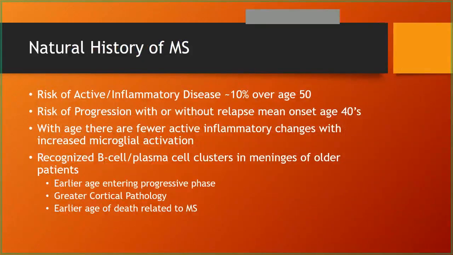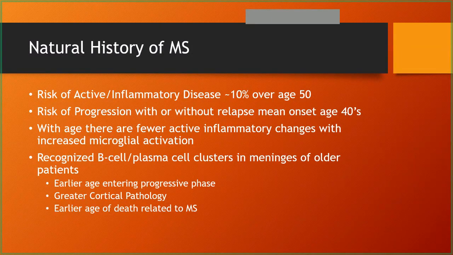As far as natural history studies go, it does seem like over the age of 50 the risk of active disease becomes significantly less, in previous studies ballparking about 10%. If you remember, I mentioned progressive disease, or the degenerative component of disease. That kicks up in the 40s.